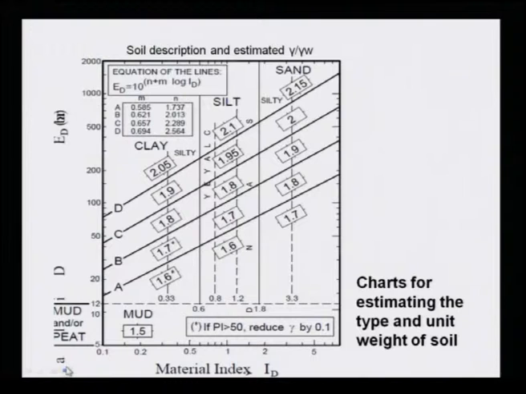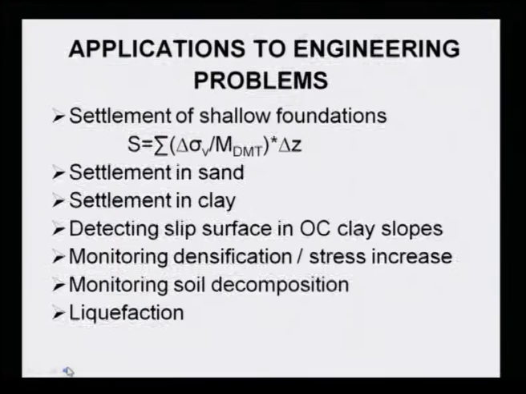Now, another one is plotted with the dilatometer index ED versus the material index ID, charts for estimating type and weight of the soil. If you see this, there are ranges A, B, C and D types of soils. From this range you can find out. If you know the ED and material index, you can easily find out what kind of soil and where the range is.